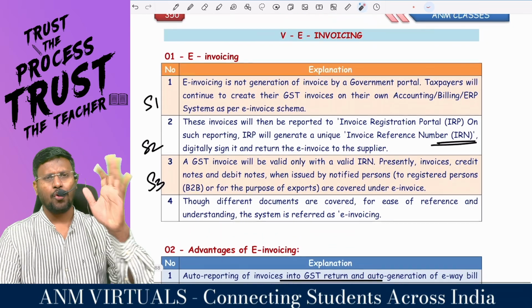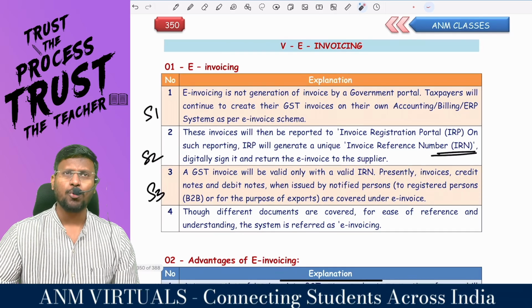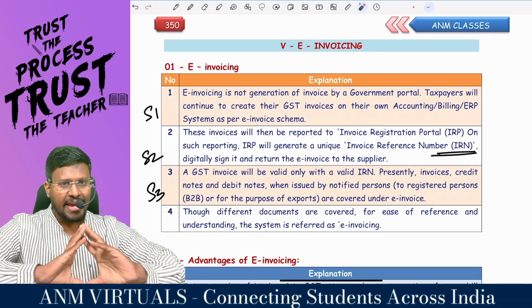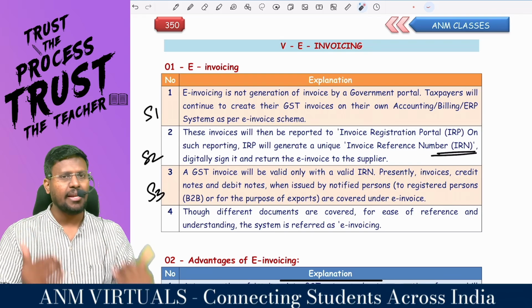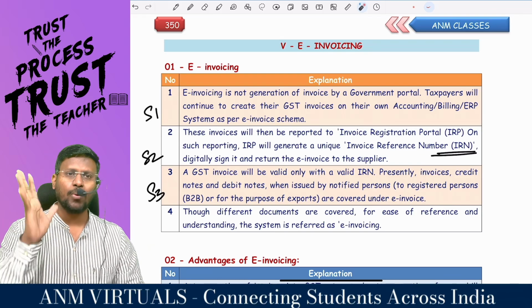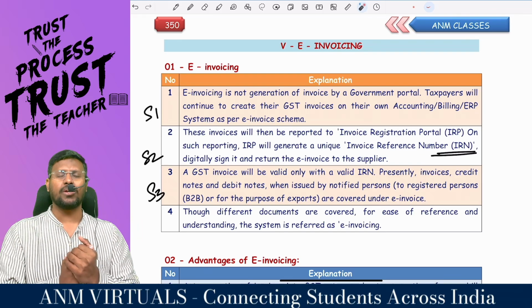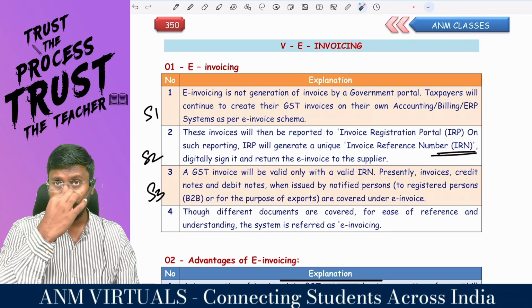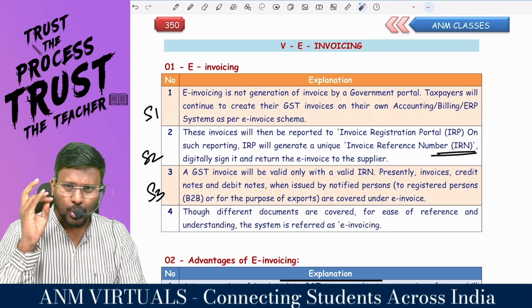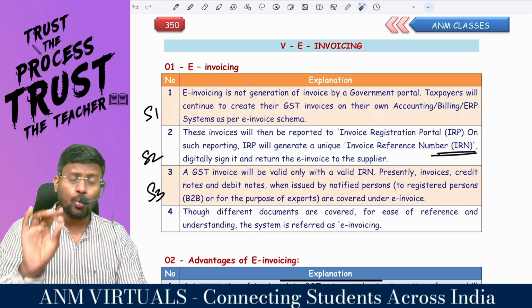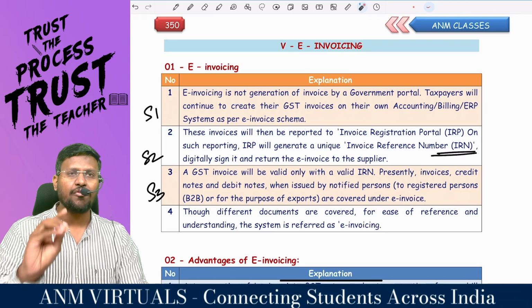Even though a lot of names are there, we will call this e-invoicing. So first of all, who is supposed to raise the e-invoice? If your aggregate turnover in any financial year from 17-18 exceeds 5 crore, you are supposed to do the e-invoice. E-invoice means the GST portal will not make the e-invoice. You yourself have to first create the invoice, then upload it to the IRP, which is the Invoice Registration Portal. Then they will provide you an IRN, which is the Invoice Reference Number.